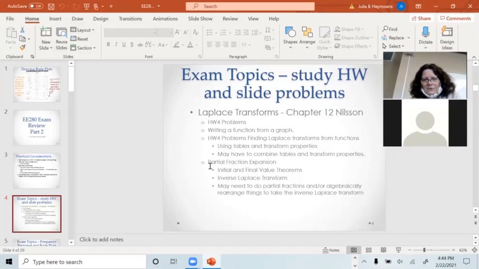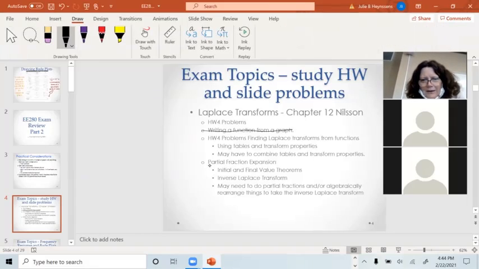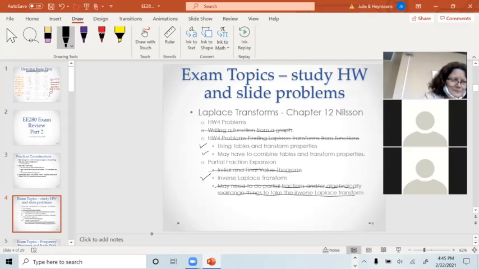There is a partial fraction expansion. Boo. What? I didn't do this. I did do this. And this is possible too. I did not do this. I did do this. I didn't do this one this time. Okay, so that will help you focus your studying.